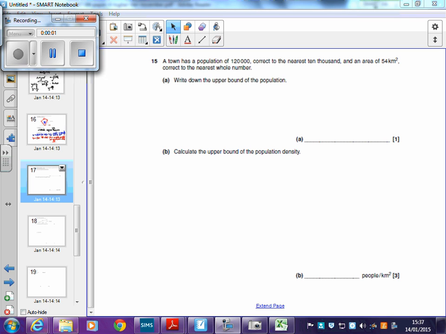Question 15. A town has a population of 120,000, correct to the nearest 10,000, and an area of 54 kilometers, correct to the nearest whole number. Write the upper bound of the population.